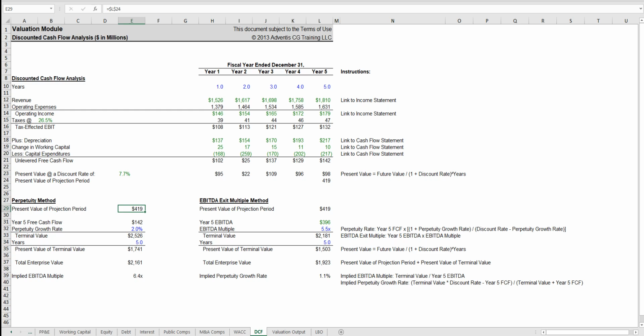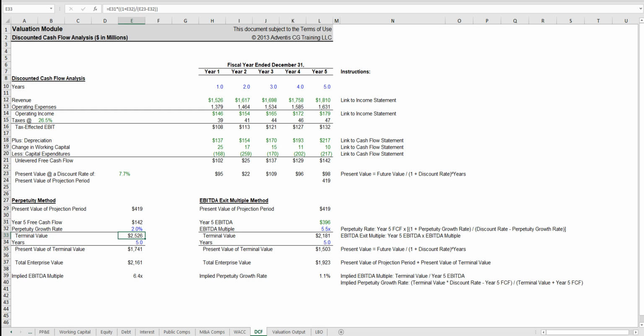Moving down to the terminal value, we will begin with the perpetuity growth method. The first thing that you want to do is cell reference both the sum of the present value of the projection period and the final year's free cash flow. Recall how we talked about assuming an appropriate growth rate. 2% here is a fair number because we are assuming that this company grows on pace with the US economy, which is a logical assumption.